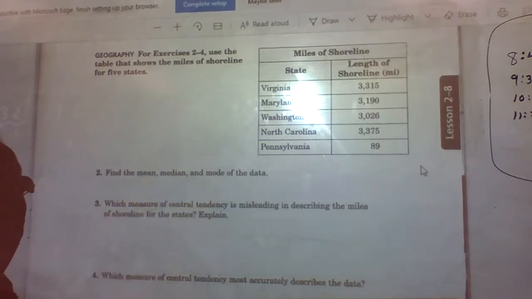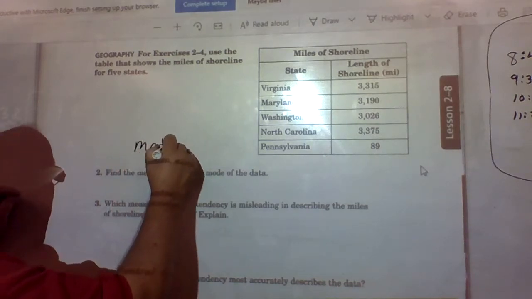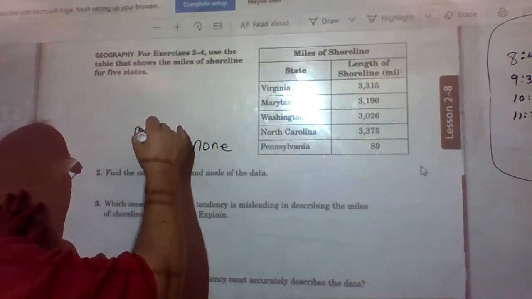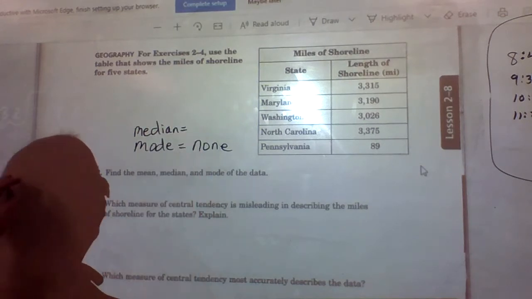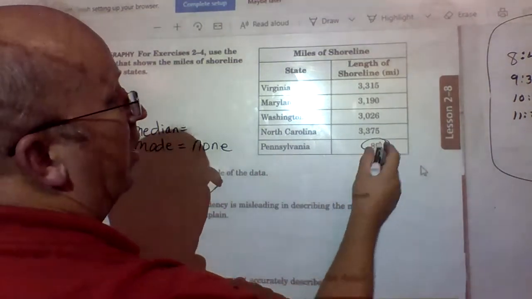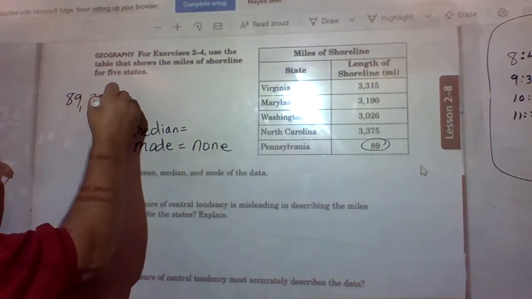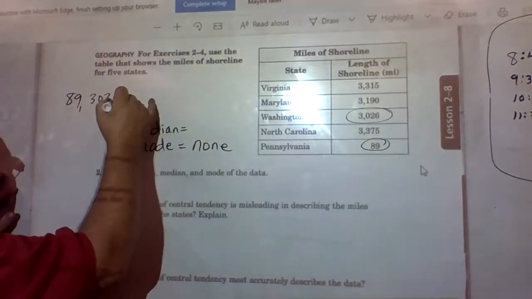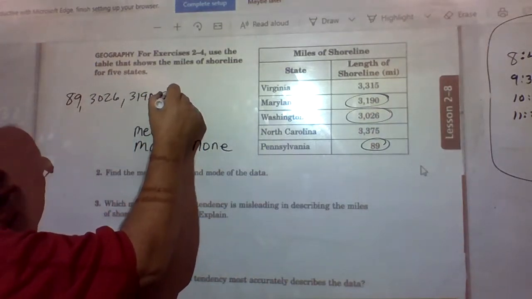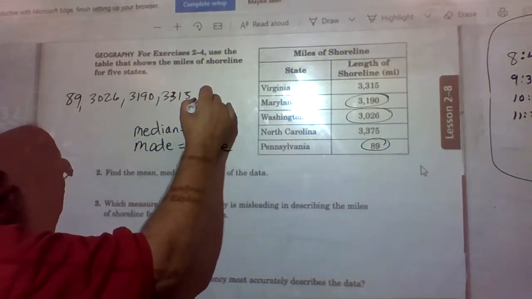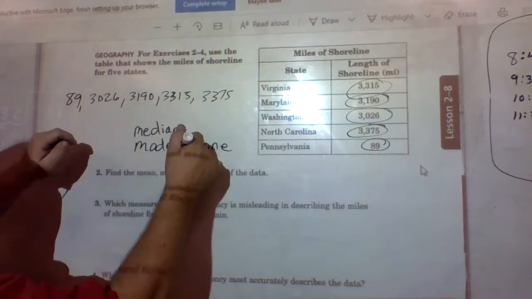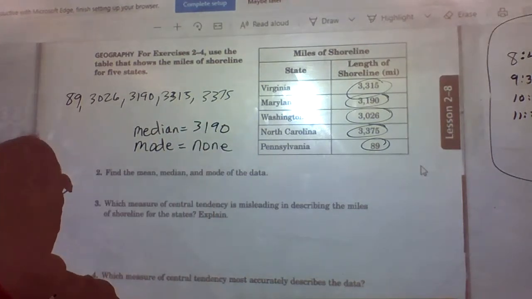Well, you know how I like to find mode first. Mode. Is there a number that appears most often in this set of data? Nope, there is none. So let's go and find the median next. How do we find that? Well, we put the numbers in order from smallest to largest, right? The smallest one is 89. The second smallest is 3026. The third smallest is 3190. The next smallest is 3315. And the last one is 3,375. Okay, so counting to the middle, what's the median? 3190. Okay? Next thing, I got to find the mean.